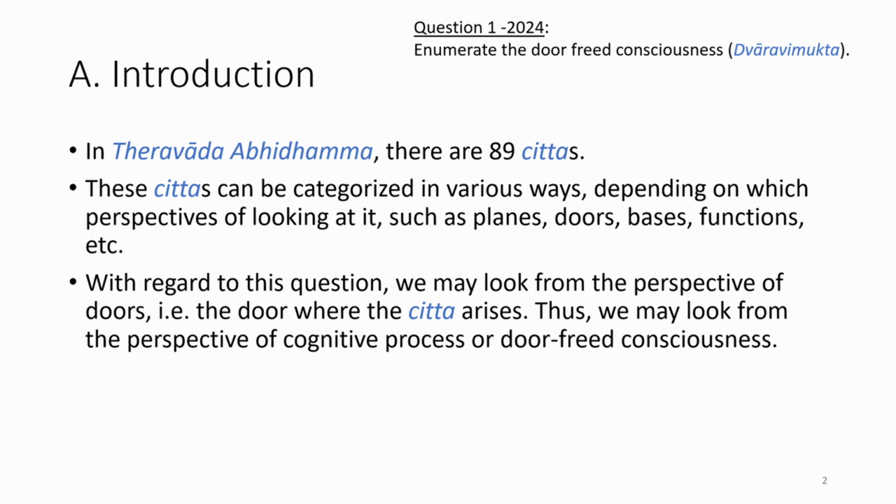Next, on the introduction. In Theravada Abhidhamma, there are 89 cittas. These cittas can be categorized in various ways, depending on the perspective, such as planes, doors, bases, functions, etc. With regard to this question, we may look from the perspective of doors, that is, the door where the citta arises. Thus, we may look from the perspective of cognitive process or the door-free consciousness.